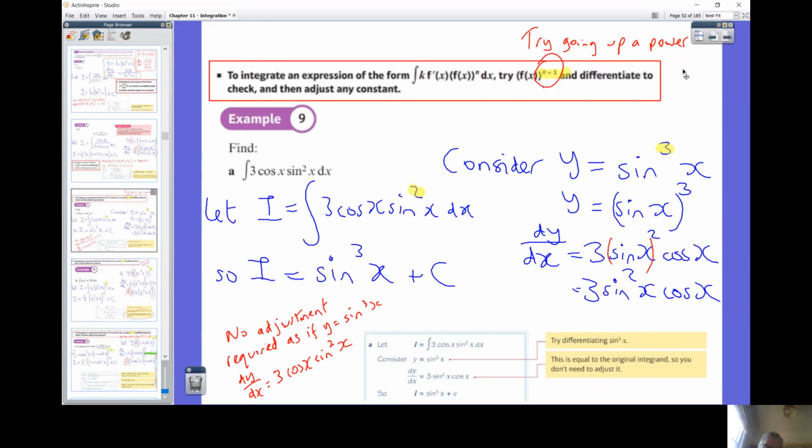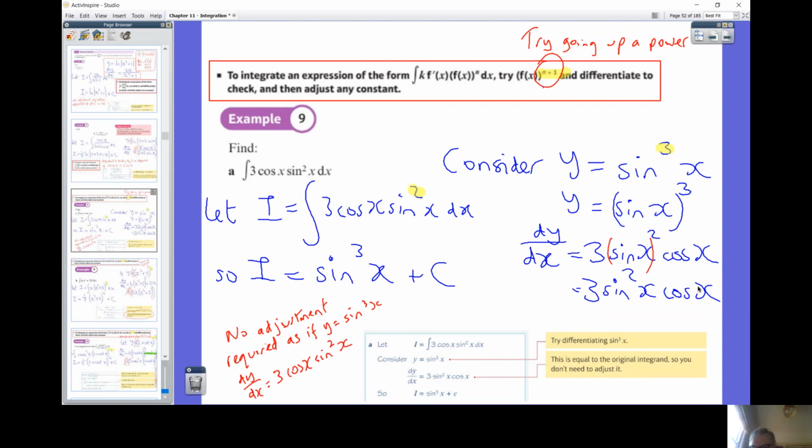Now, example 9 is where we're moving away from ln being a factor, and we're now just looking at proper composite functions. Our starting point with our side working is always to increase our power by 1. So we're going to go up a power. Where we've got sin squared x, our starting point is to consider y being sin cubed x, which is sin x all cubed. When we differentiate, remember how the chain rule works: we multiply by the current power, reduce the power by 1, and multiply by the differential of the bracket. That gives us 3 lots of sin squared x cos x.